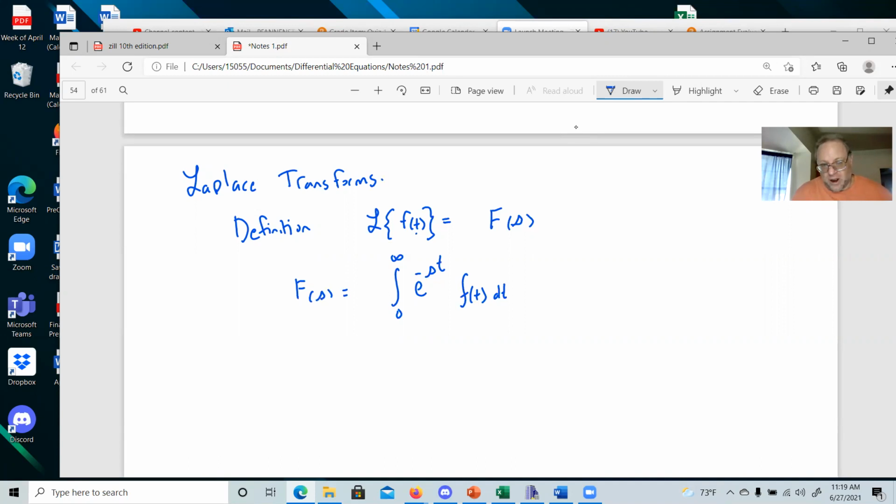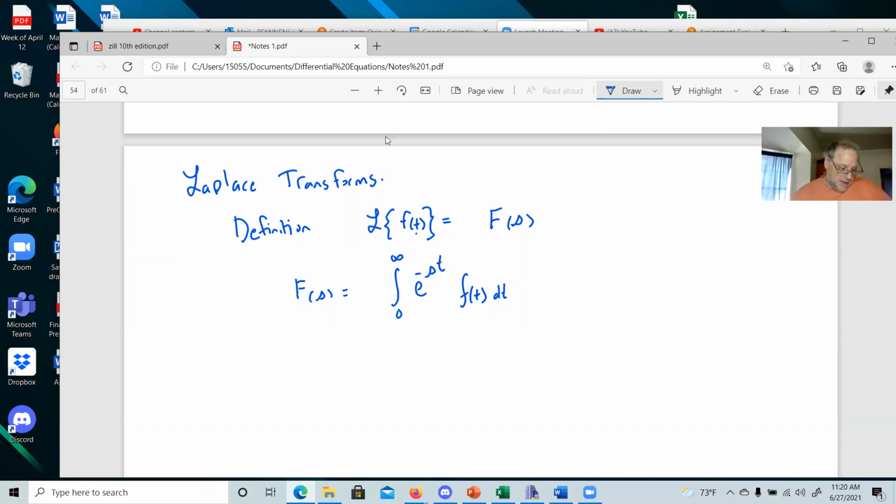So we take our function with a t in it. You could have an x, it's okay. And then we're going to multiply it by e to the negative s, whatever independent variable you have here. And then evaluate this integral. And that's all there is to it.